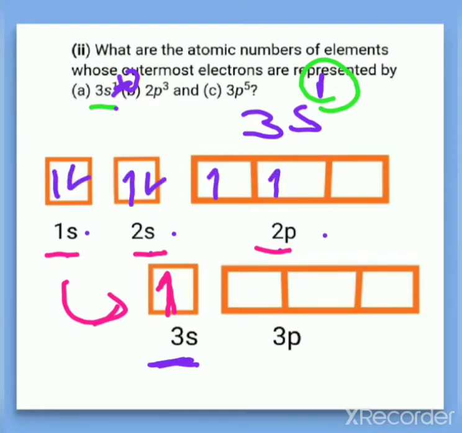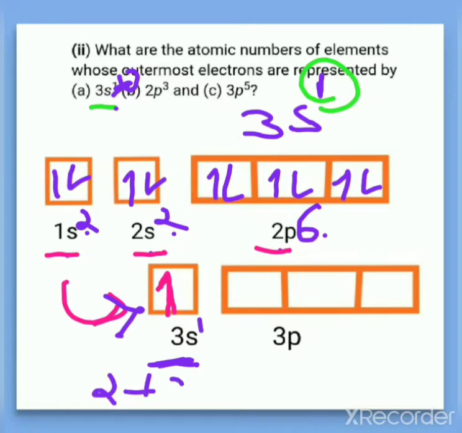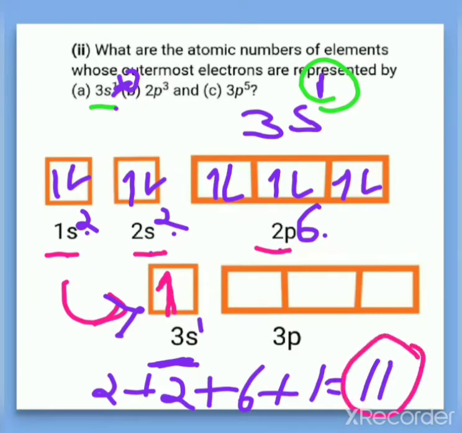So we'll be filling the 1s, 2s and 2p. Then only after this will the electron enter the 3s. So what is clear from this one? You can count the number of electrons: 2 here, 2 here, 6 here, and 1 electron is here. So in total, 2 plus 2 plus 6 plus 1 is 11. So we can say that there are a total of 11 electrons.